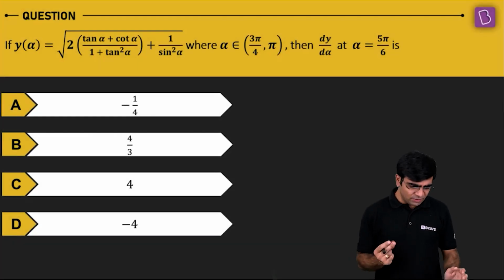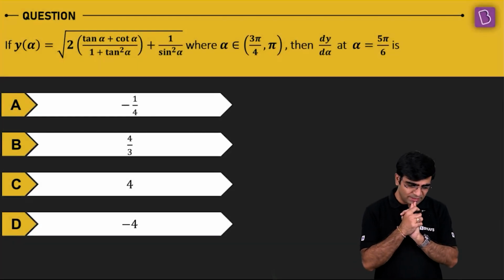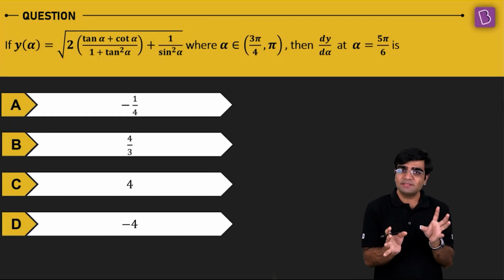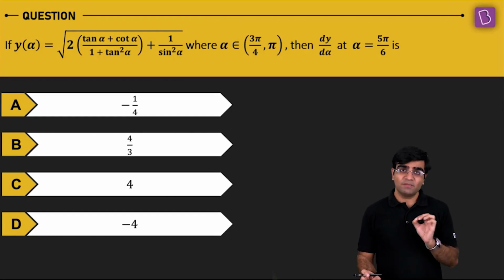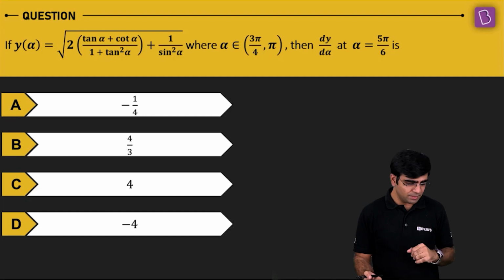All right, everyone, please flex your muscles with some trigonometry problems now. So we have this expression. Please note down the question. If y of alpha, so everything is dependent upon alpha, equals root of 2 times tan alpha plus cot alpha divided by 1 plus tan square alpha plus 1 upon sin square alpha.